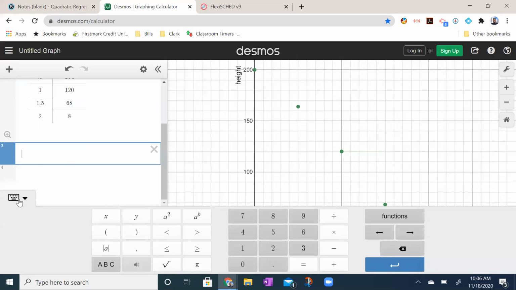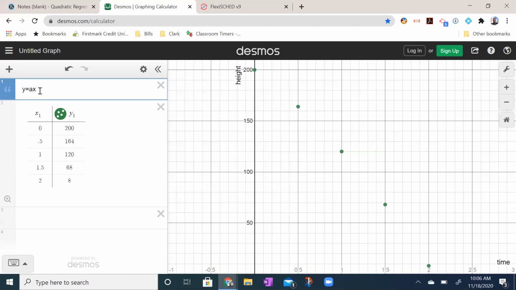No, it won't let me use this at all. x squared plus bx plus c. Okay, so this little housetop thing, that means a power. So that means x squared. Okay, so here's our quadratic equation in standard form. And this is the equation I'm going to use to do my regression. And it's going to look very similar to this.